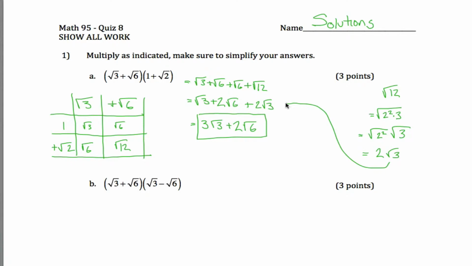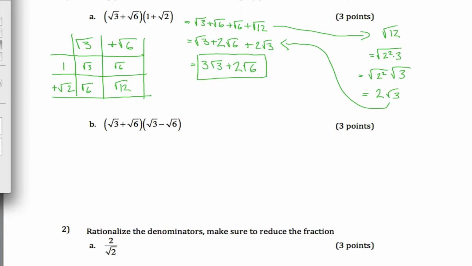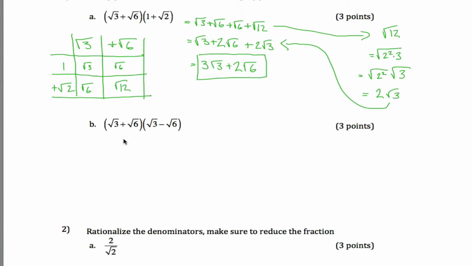Maybe this is how I got that. Alright, enough arrows. Next one. Multiplying together the square root of 3 plus the square root of 6 times the square root of 3 minus the square root of 6. You could do it like this if you wanted to, or you could recognize that you have what are called conjugate pairs.